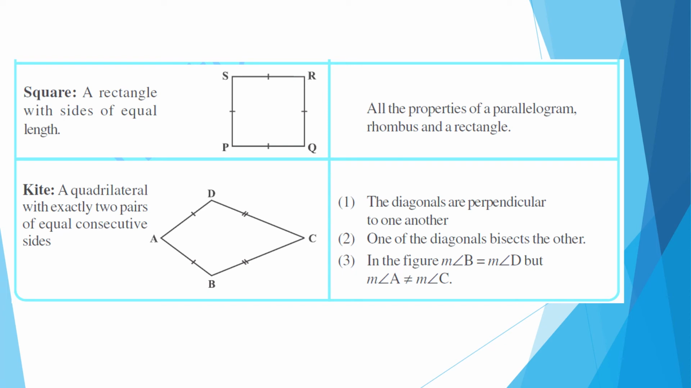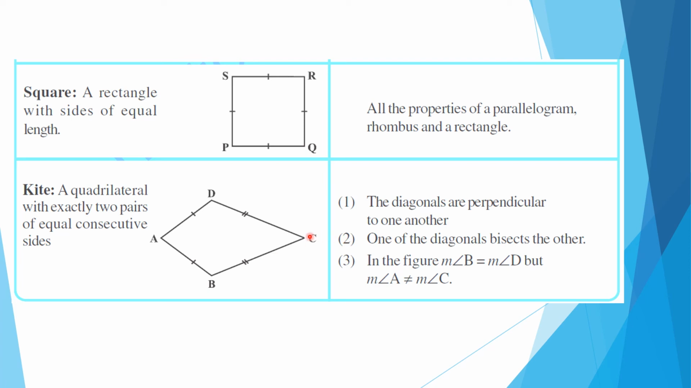Let's move to the last type of quadrilateral for today. It's a kite. A kite is a quadrilateral with exactly two pairs of equal consecutive sides. In a kite, the two sides which are consecutive, जो साथ में हैं, वो sides आपस में equal होती हैं. Like AB and AD here are equal. This is AB and this is AD. They both are equal, and BC would be equal to CD. These two are equal.